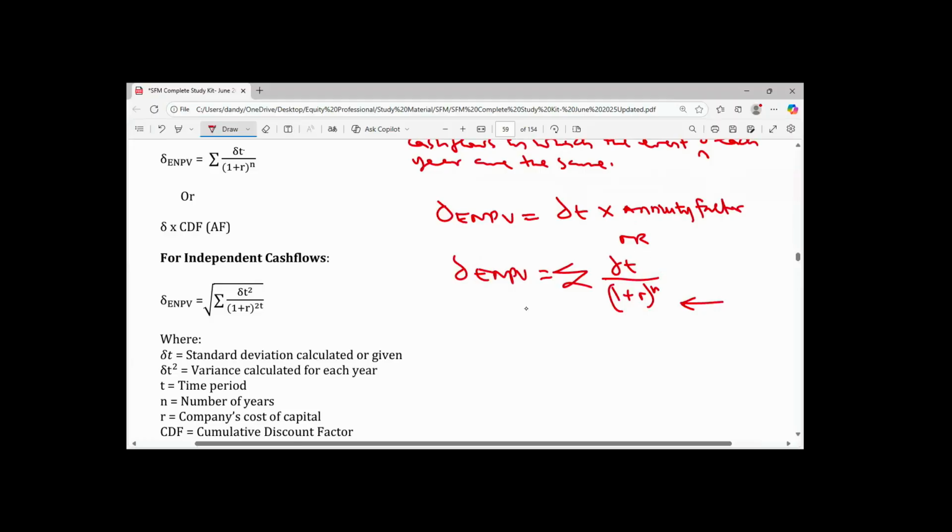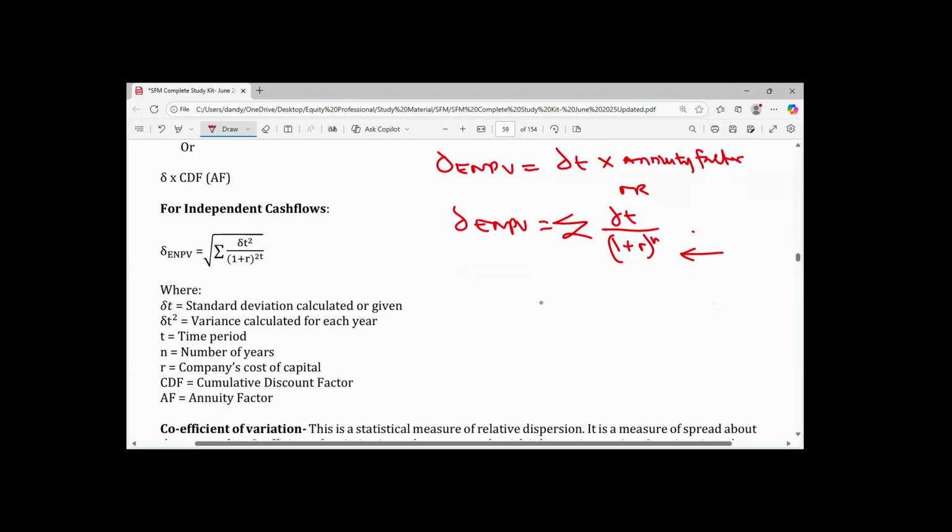All right. But if you want to do it one by one, so be it. That means you do for year 1, year 2, year 3. For example, I will take the standard deviation I've computed for the project, then divide by 1 plus cost of capital raised to power 1, plus the same standard deviation over 1 plus cost of capital raised to power 2, which is the discount factor of year 2, until you get to the final year. Let's say this is the final year.